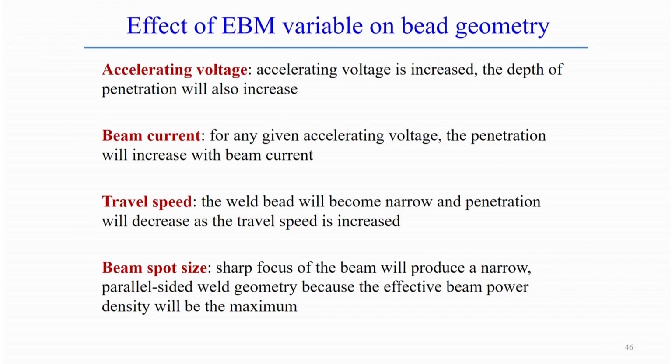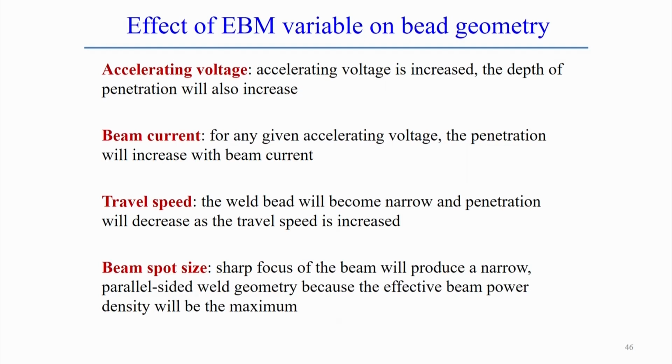Now, beam current: for any given accelerating voltage, the penetration will increase with the beam current. Of course, if we increase the beam current, it also helps to increase the total amount of beam power, and in that way it creates more energy that can be released on the workpiece, and finally it influences the penetration of the welded joint. Next is the travel speed. Basically understand that if travel speed is more, the amount of heat input to the workpiece surface actually decreases.